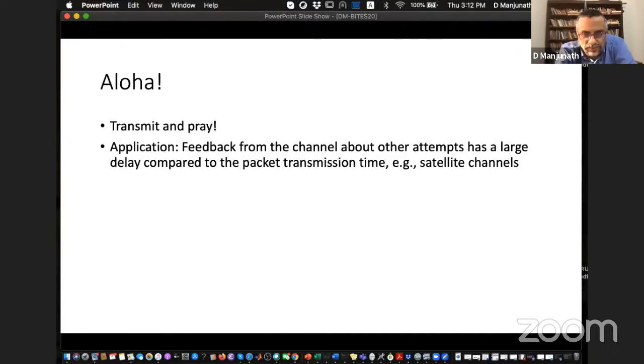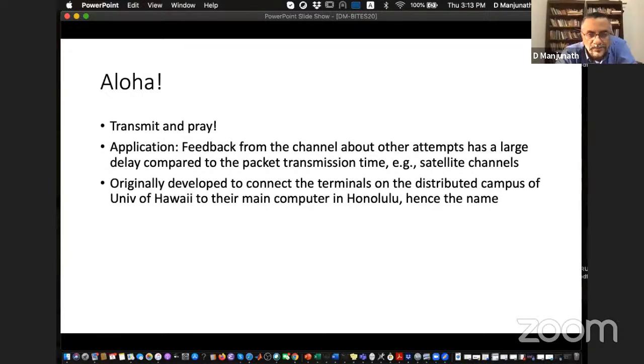Why is this useful? Or where is this applicable? It is applicable in scenarios where what we call the propagation delay is very, very large. If I transmit something, or if I'm hearing something on the channel now, that signal actually originated a long time ago. So taking some action now based on a signal or an activity that happened a long time ago is meaningless. There is no other way but to use this protocol that I'll call the transmit and pray protocol, or what is also called the Aloha protocol.